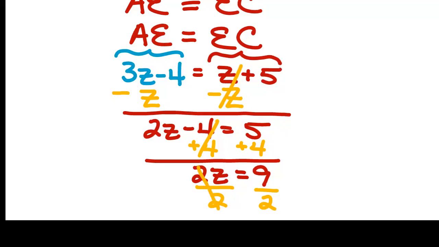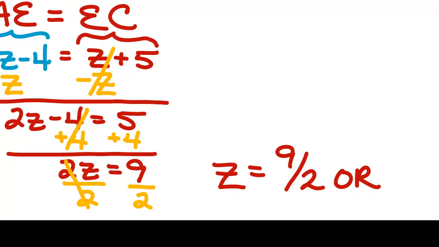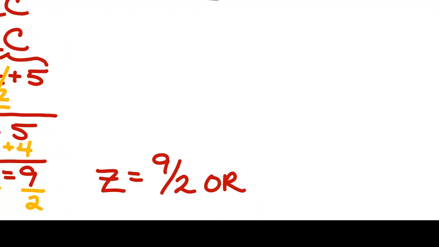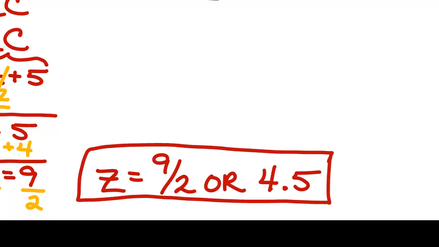Does 2 go evenly into 9? No. So I can either leave my answer as the fraction, 9 over 2, or I could change that into its decimal form. What would that be in decimal form? 4.5. Nicely done.